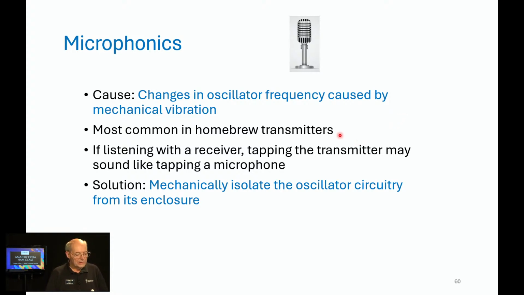So you normally will never see this in a commercial radio because the manufacturers have taken everything into account to make it stable. And the solution is to mechanically isolate the oscillator circuit from its enclosure. In older radios, sometimes you'd see oscillator circuits that were mounted on rubber shock mounts inside the radio, and thick metal housings around the oscillator, all to make the oscillator circuit mechanically rigid. So this is something to be aware of.